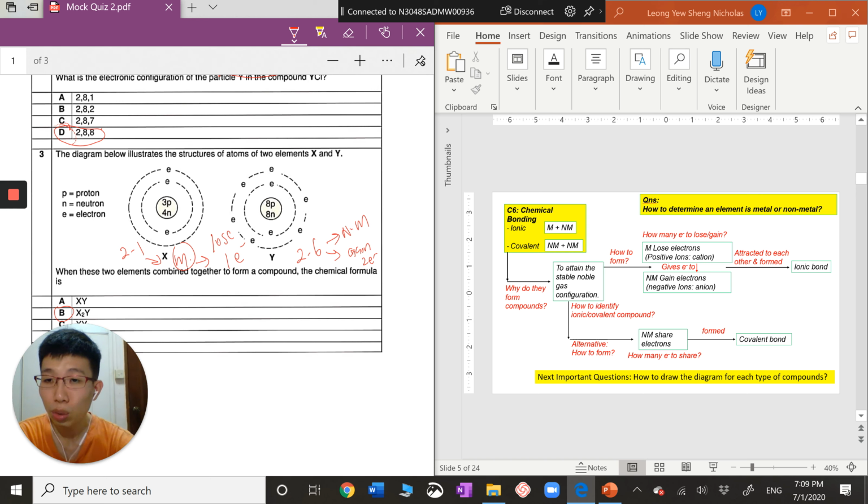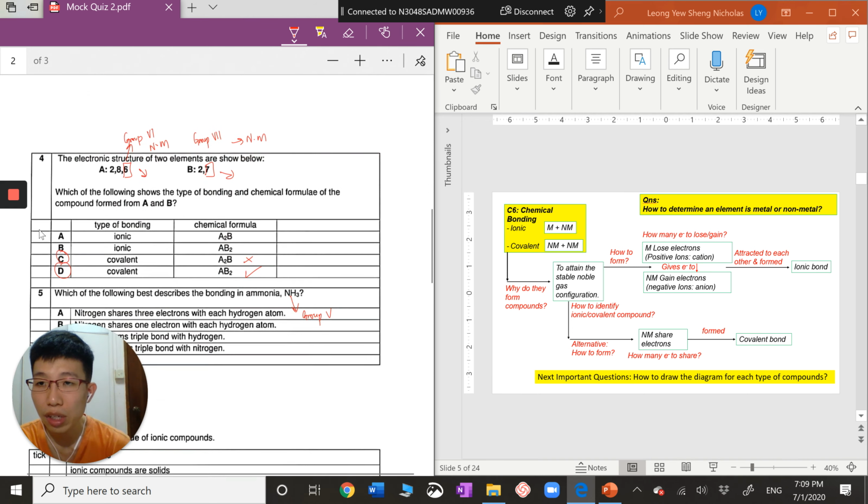So Y tends to gain 2 more electrons. Now you see, element X needs to lose 1 electron, but element Y needs to gain 2 more electrons. How do we balance the number of electrons so that the electrons lost are the same as the electrons the other element gains? In this case, we need to times 2 for element X. So I need 2 of X and 1 of Y. That's why my answer will be option B.